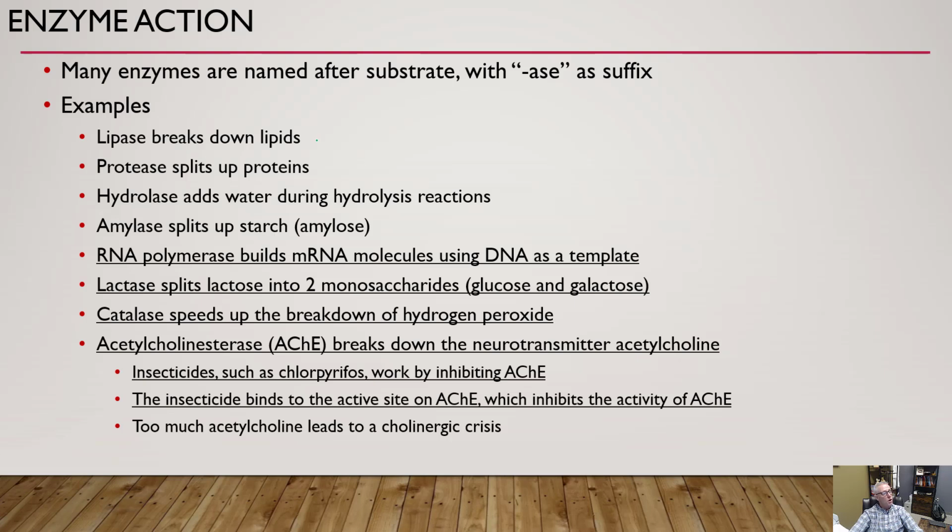Now, most of the time you can go with what the prefix is as to what they break down. Lipase, LIP means lipids, so lipase breaks down lipids. Protease splits up proteins. Now, sometimes you can't. Hydrolase doesn't break down water, but it actually adds water during hydrolysis reactions. Amylase splits up starch, which is amylose. We'll skip this one. Lactase splits up lactose. Maltase splits up maltose. Sucrase splits up sucrose.